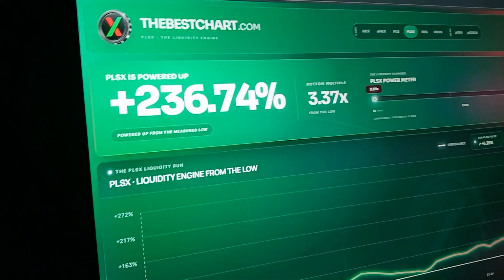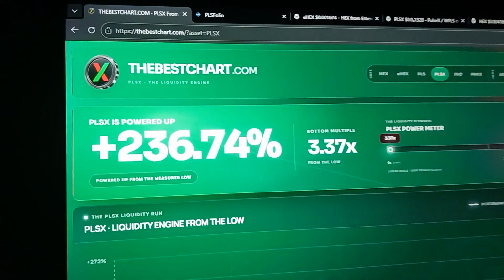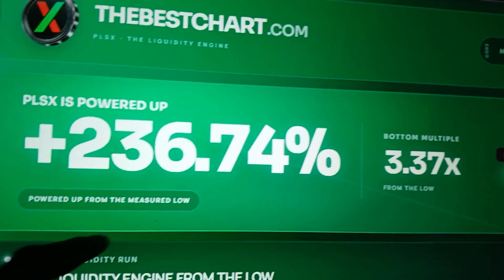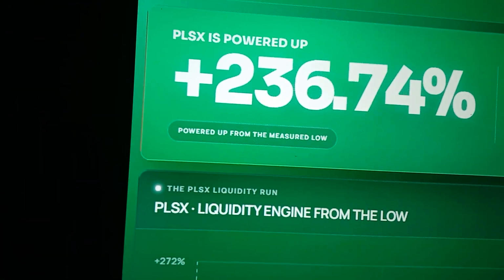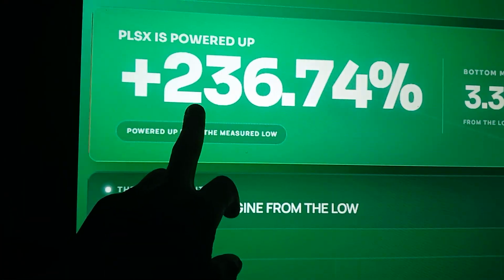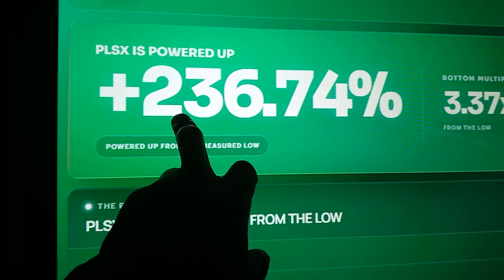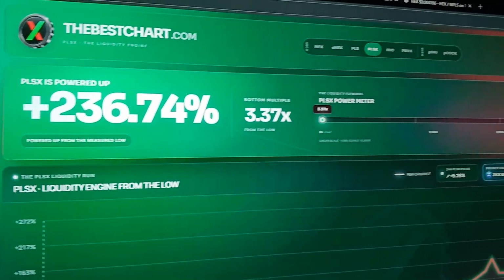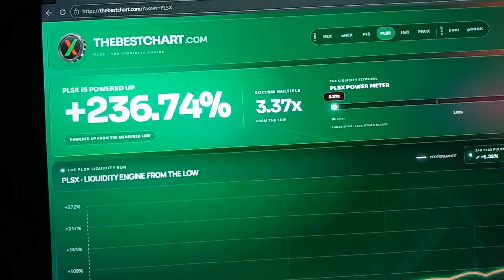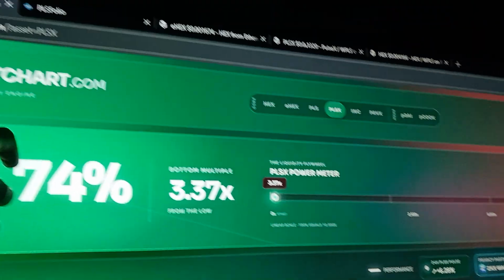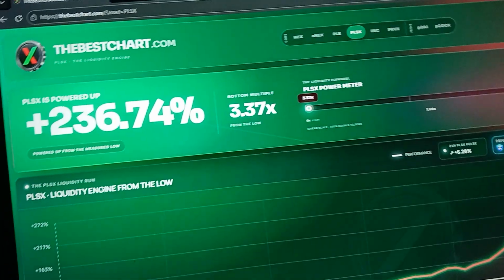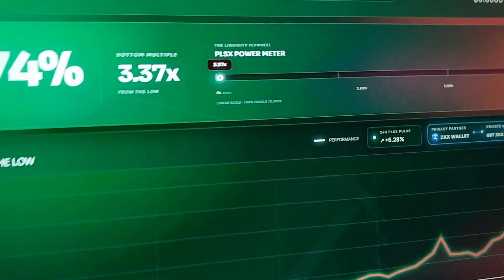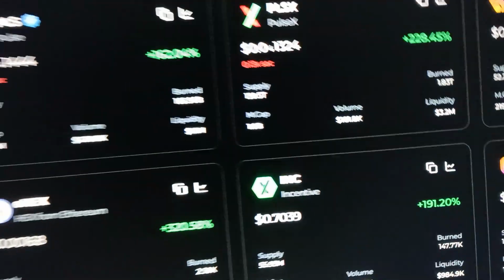Now we are looking at PulseX, and this is a brief description of how price has been performing. So PulseX is powered up plus 236.74%. Yeah, so that is the current price of this token. Remember, this is the liquidity engine for PulseChain. Yeah, again, this is the PulseChain blockchain.